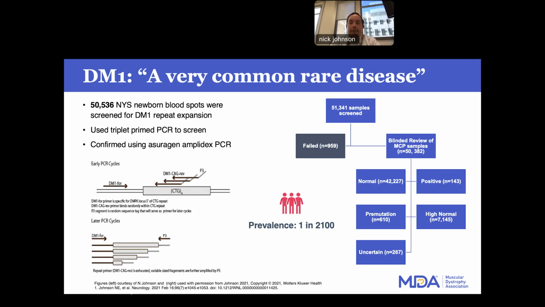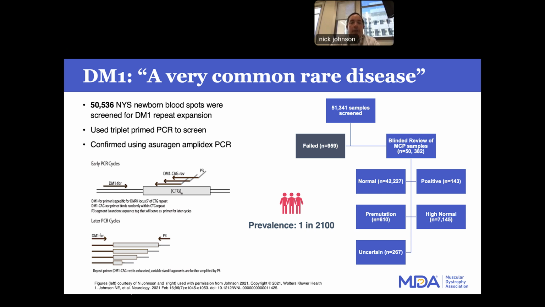So what did we find? Out of the 51,000 samples, there were 143 positive. There were 610 premutations, and there were actually over 7,000 high normals. So these are the population at risk of repeat expansion in future generations. And that actually leads to a combined prevalence of 1 in 2,100, which is just barely rare.